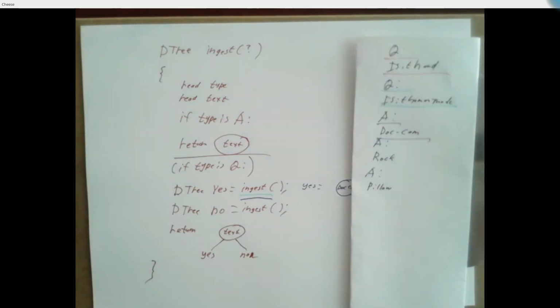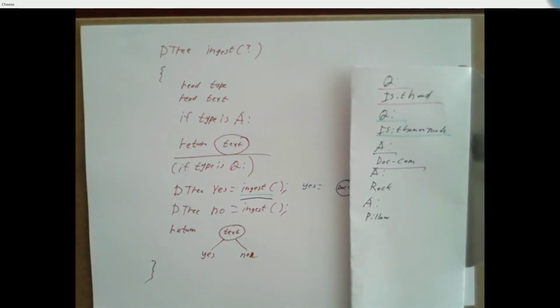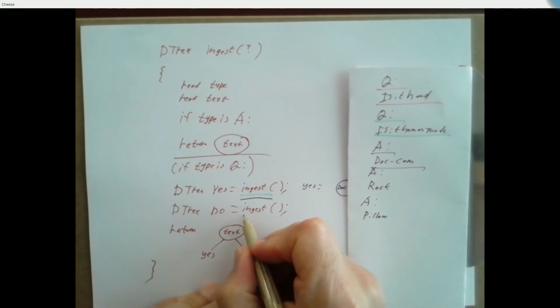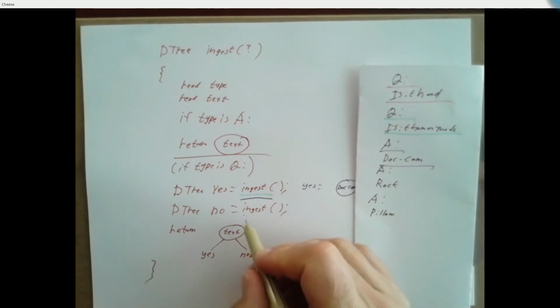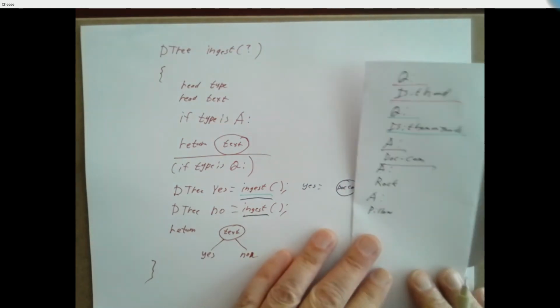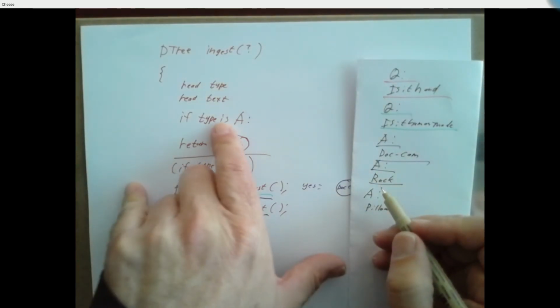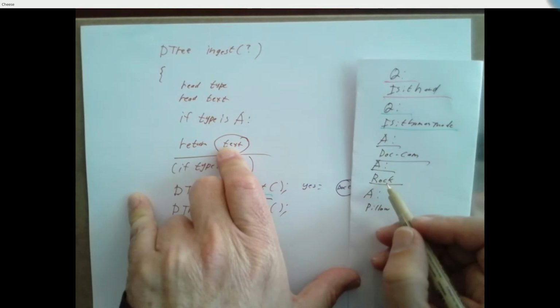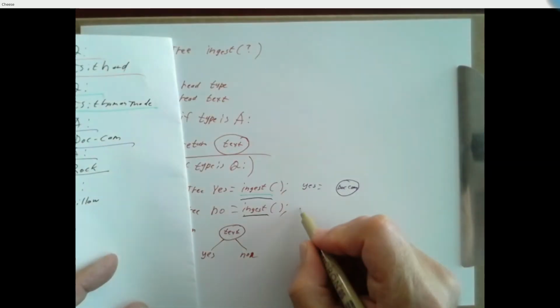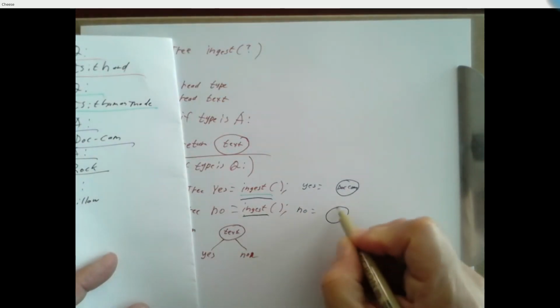And now we're going to call ingest again. So we're calling ingest down here, and we're going to read in rock, which is an answer. So ingest will say, is the type A? Yes. It'll return a node containing rock. So now this is this single node.